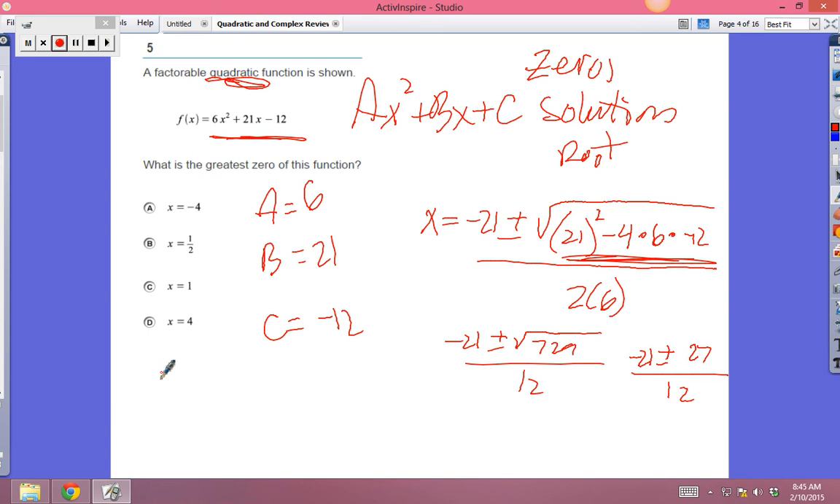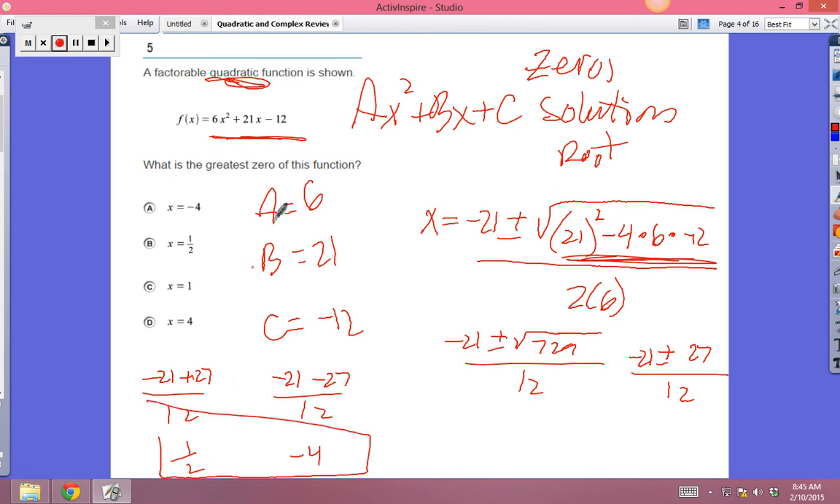So now we got to do this. We got to do a negative 21 plus 27 divided by 12, and we got to do a negative 21 minus 27 divided by 12. So a negative 21 plus 27, divide that by 12, and we get 1/2. Negative 21 minus 27, divide that by 12, and this is a negative 4. So here's your two zeros. But they want the greatest zero, so they want this one right now. 1/2 is bigger than negative 4, so we'll go with B.